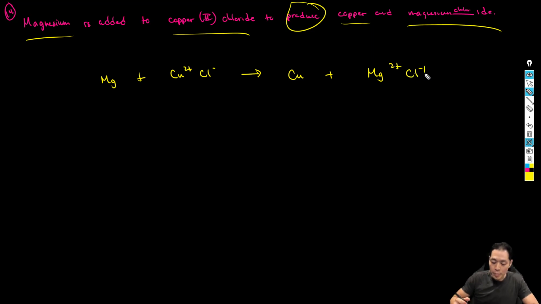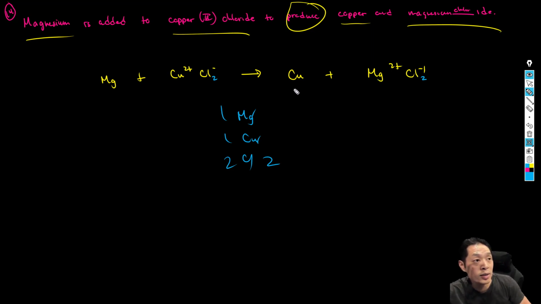Okay, balance the molecular formula first. Mg's by itself. Since this is 2 plus, we need 2 chlorines to balance it out. 2 times 1 gives me that. Copper's by itself, we don't care. Here's 2 plus, so we need 2 here. No oxygen, no hydrogen, so whatever order you want. I'm just going to read left to right. Magnesium, copper, chloride. 1 on the left, 1 on the right; 1 on the left, 1 on the right; 2 on the left, 2 on the right. Balanced. So this one was fairly straightforward. As long as you balance the molecular formula, you are good to go.